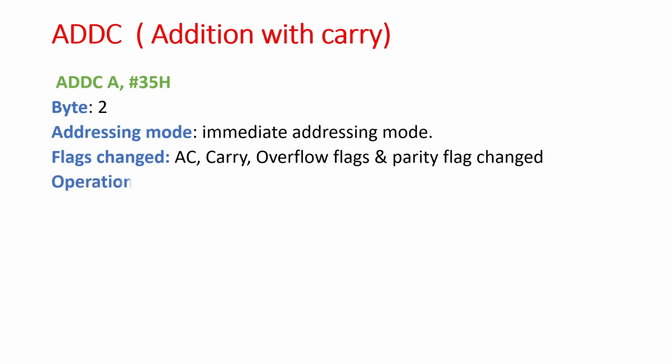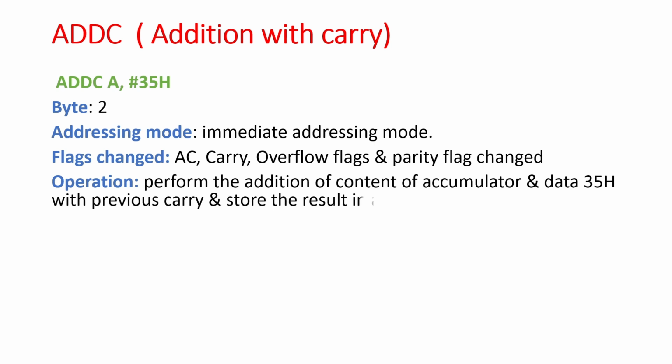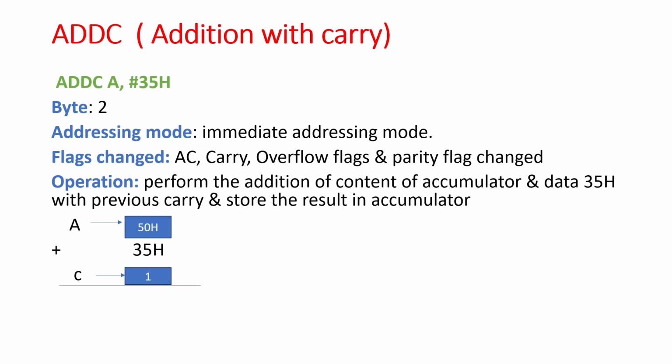See now the operation. This instruction performs the addition of the content of accumulator and data 35H with the previous carry and stores the result in accumulator. See, if the content of accumulator is 50H, then it is added with the immediate data 35H with the previous carry. This carry may be generated 1 or 0. We consider here 1. Now perform the addition and the result of this addition is also stored in accumulator.